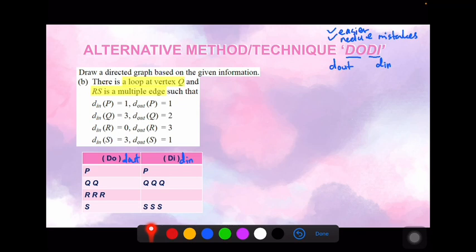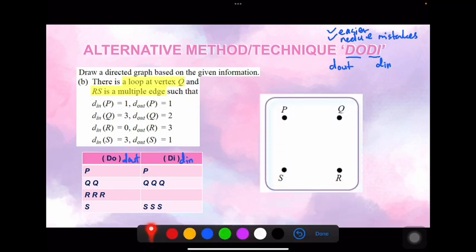Next, we have the information D in S as 3. So you have to write down letter S 3 times at the column D in. And lastly, D out S is equal to 1. So write down letter S once at column D out. After we write all the letters by completing the table, the next step, we will plot all the required vertices.